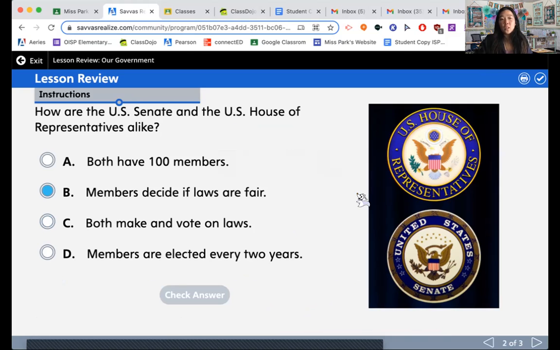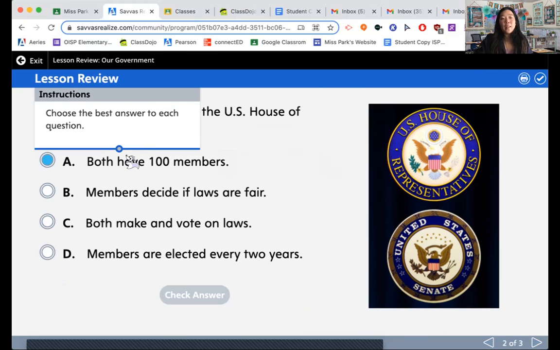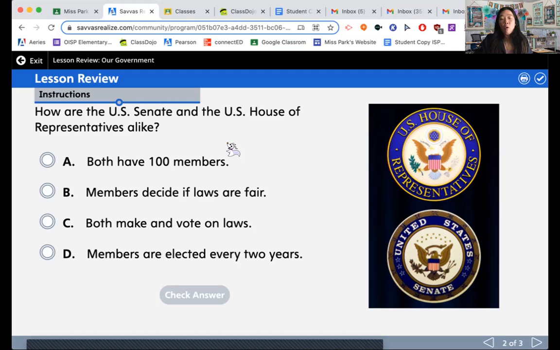Now we have question number 2. If you're not sure where to go, you can go down here or you can go up here. Okay, choose the best answer to each question. How are the US Senate and the US House of Representatives alike? Both have 100 members. No, the House of Representatives has way more members depending on how many people are in your state. The Senate only has 2 per state, no matter what.